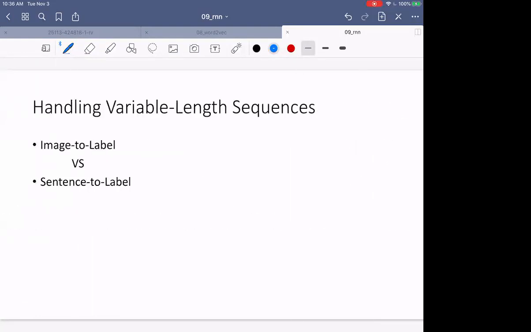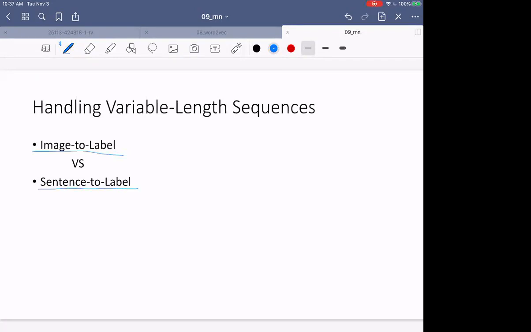So yeah, the need for the RNN. The RNN is used for handling variable length sequences. Consider two scenarios: one where you have to classify an image to a label, so image to label, and another scenario, sentence to label.